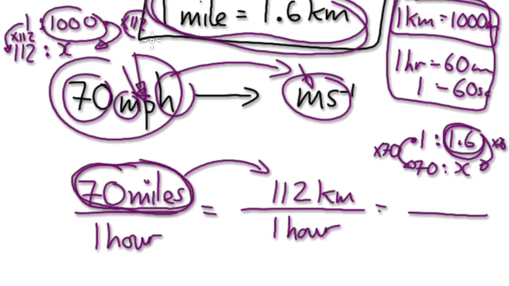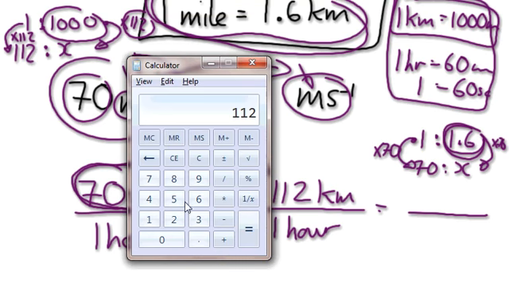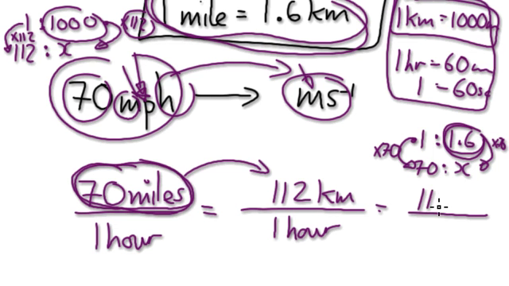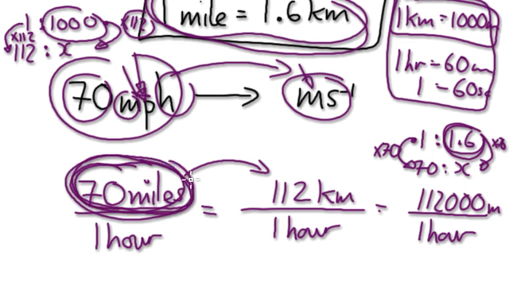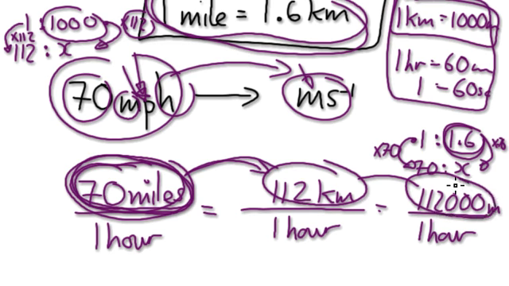So now get 1,000 times 112. That equals 112,000. And remember, this is now meters per hour. Okay, all these are actually the same. It's just us rewriting 70 miles as 112 kilometers, and then rewriting this as meters. Okay, so now it's good.